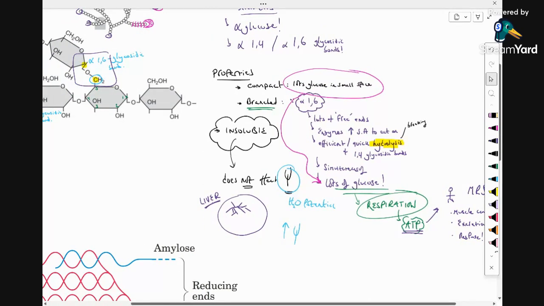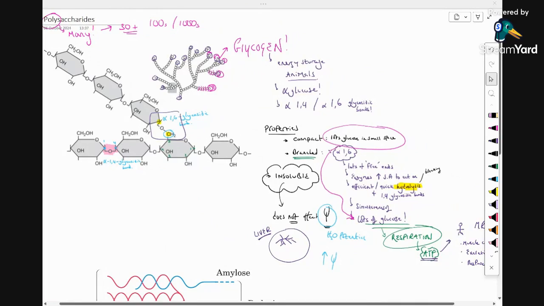So that is glycogen done fairly quickly.